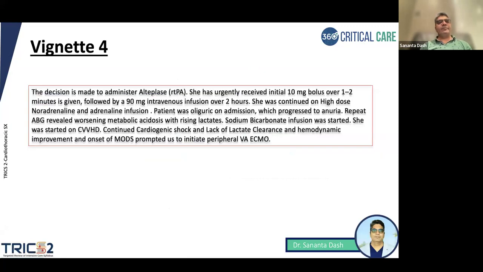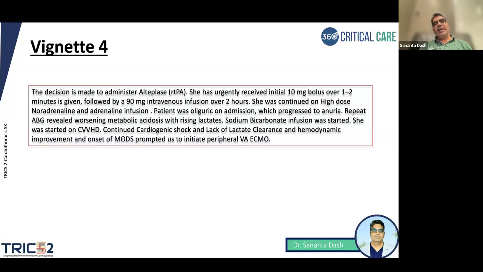Vignette 4. The decision is made to administer alteplase. She has urgently received an initial 10 milligram bolus over 1 to 2 minutes, followed by 90 milligrams over 2 hours. She was continued on high dose NORAD and adrenaline infusion. Patient was oliguric on admission, which progressed to anuria. Repeat blood gas revealed worsening metabolic acidosis with rising lactates. Sodium bicarbonate infusion was started. She was started on CVVHD.